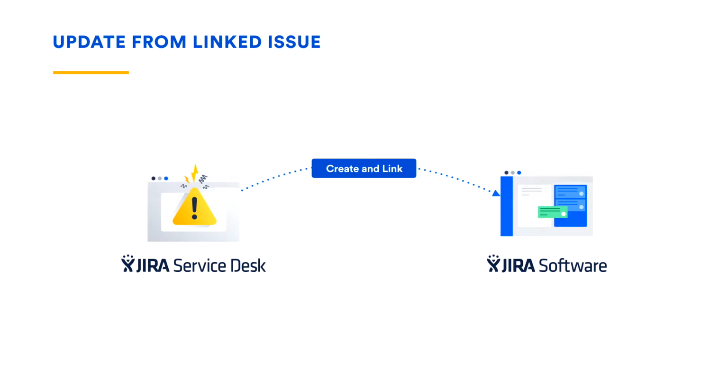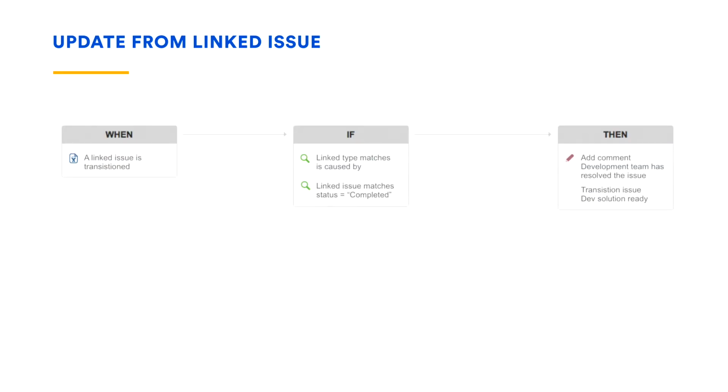So what the first level support agent wants to do is to create a linked issue to the JIRA software backlog. When the JIRA software developers, your second level support, pick it up, and when it's done, what we want to do is also transition the issue back onto the linked JIRA Service Desk support ticket and leave a comment for the agent to actually reply to the customer saying, hey, this is done. So to do that, for the when, we use a linked issue is transitioned.